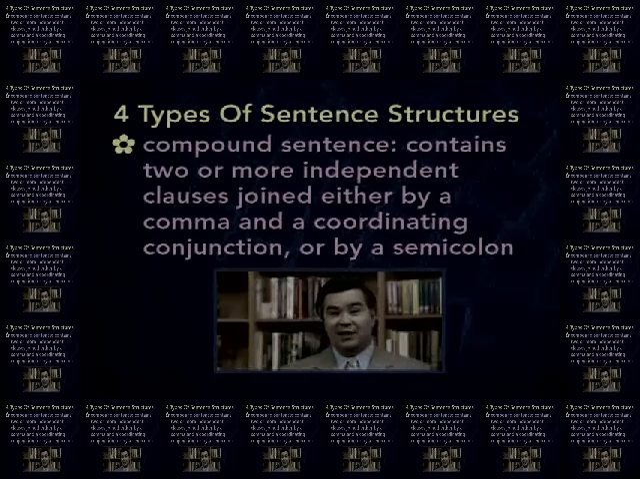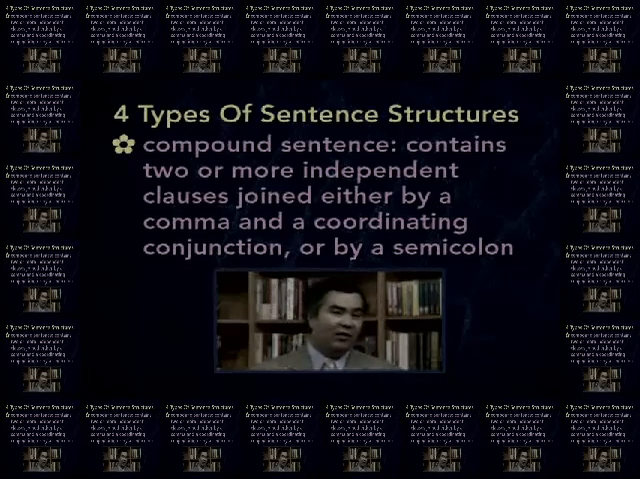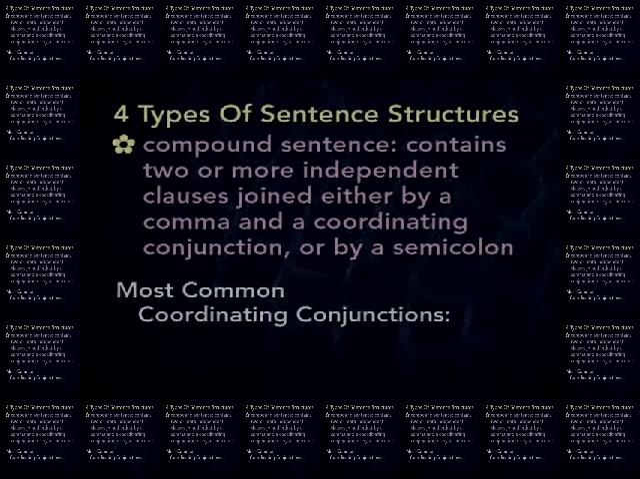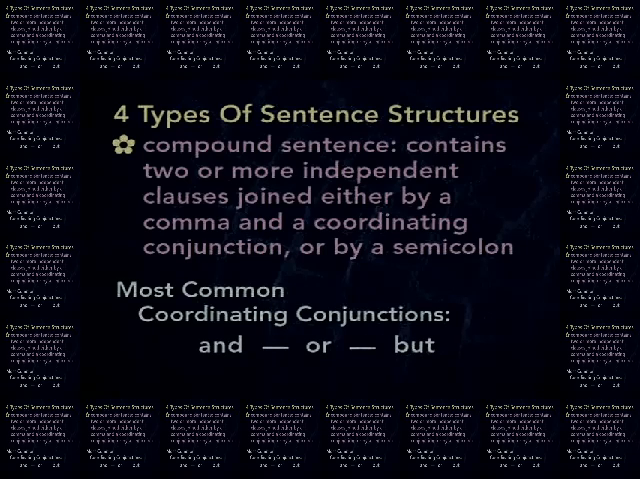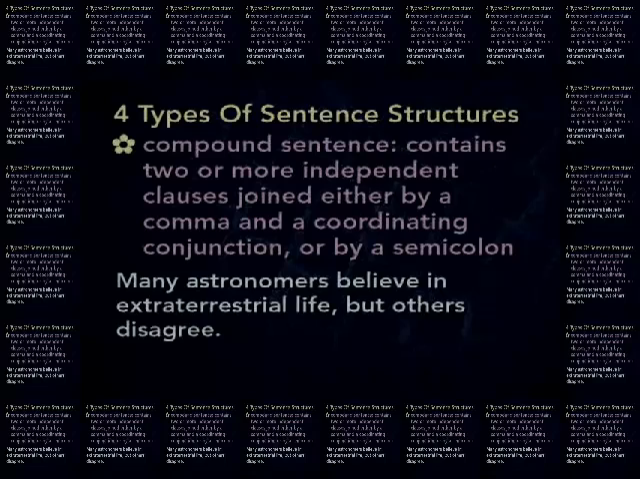One way of making the connection is by using a comma and a coordinating conjunction. There are a few different words that are called coordinating conjunctions. The most important and common ones are and, or, and but. So one way of joining two independent clauses to create a compound sentence is by using a comma and the word and, or but. Another way of connecting two independent clauses to make a compound sentence is by using a semicolon in between them. Let's take a look at an example of a compound sentence.